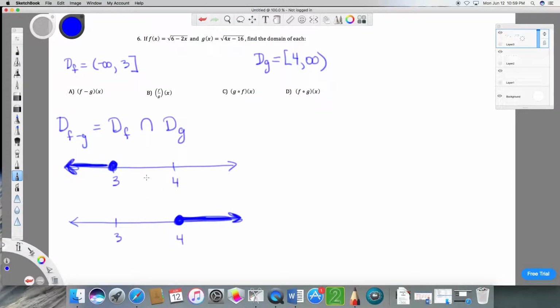So to be in the intersection, you have to be in both sets. But that's the empty set. There is no number that's less than or equal to 3, but at the same time greater than or equal to 4. So we say that this is the empty set. Maybe you've seen that symbol that looks like a 0 with a slash through it. We can't create a new function by subtracting these two functions. We'll never have any output for this. It'll be undefined.